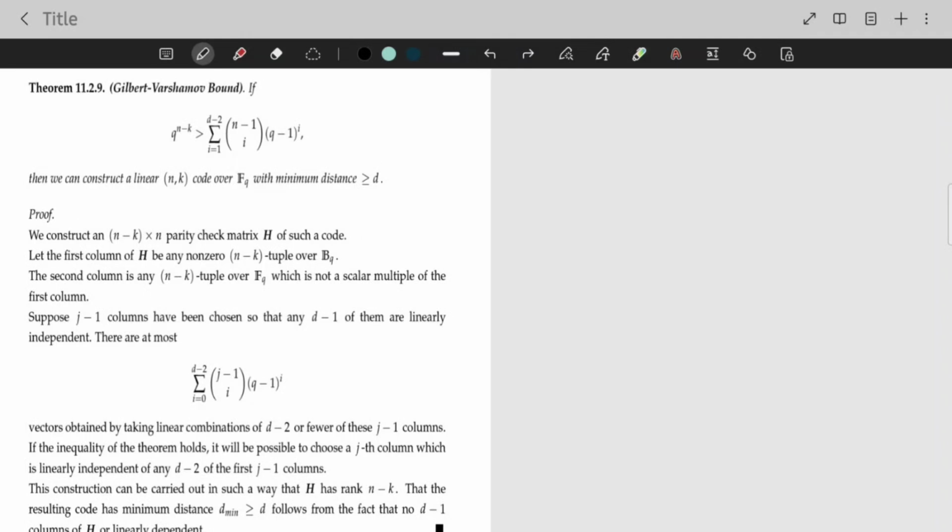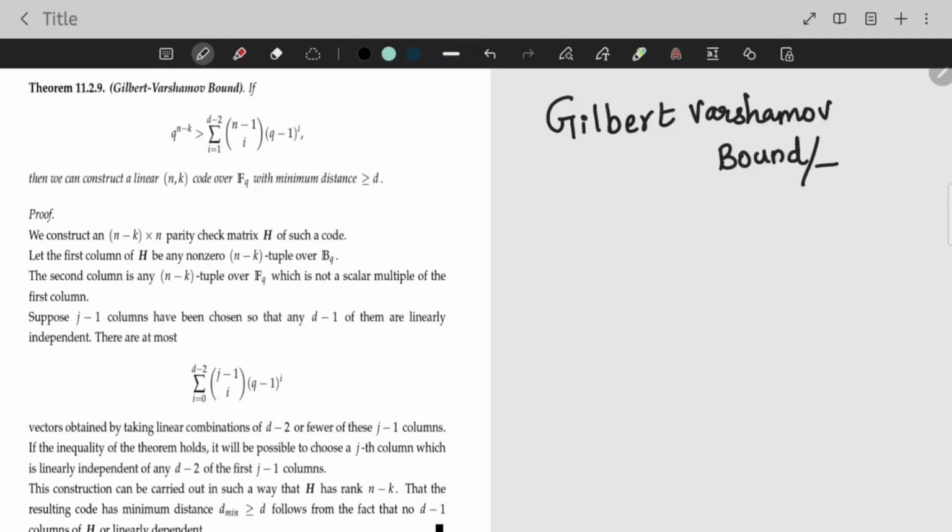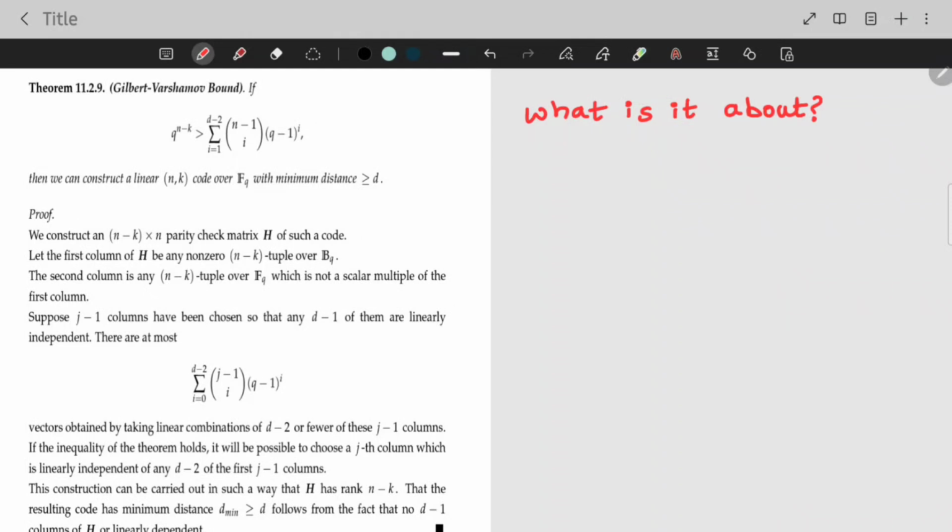Today we are looking into an important result from coding theory, the Gilbert Varshamov bound. Imagine we want to send data like messages or files over a noisy channel. We want to make sure errors can be detected and corrected. That's where error correcting codes come in. But here's the question: how do we know if a good code exists for our needs? The Gilbert Varshamov bound gives us the answer. Now, let's see what this Gilbert Varshamov bound is about.